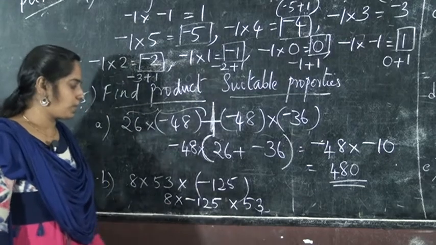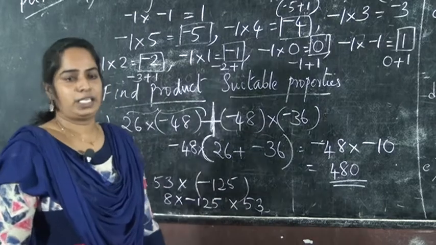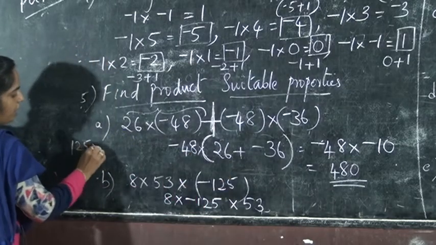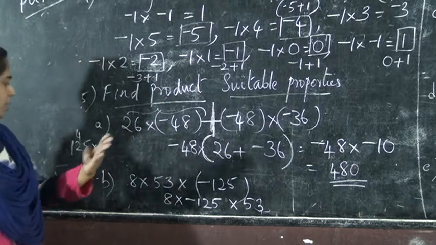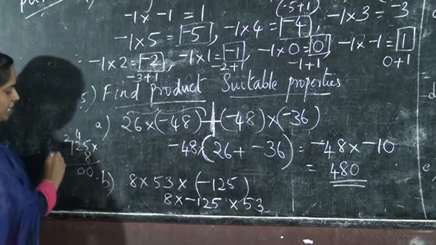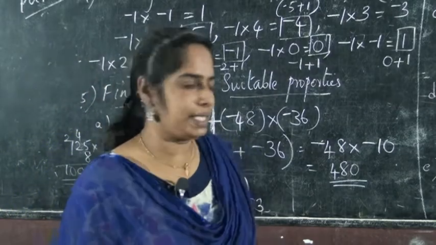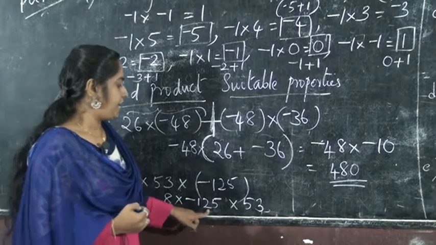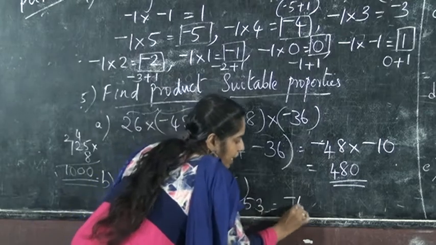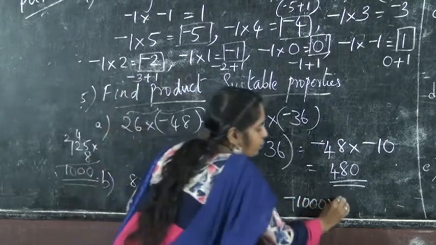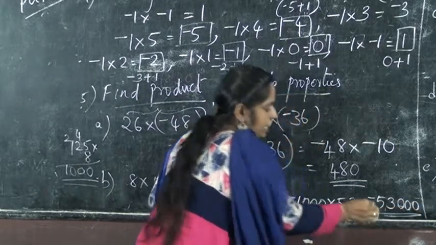What is 8 into 125? It will be 1000. We can check it out. 125 into 8. 5 8s are 40. 8 2s are 16, 17, 18, 19, 20. 0, 2. 8 1s are 8, 9, 10. So it becomes 1000. So it will be easy for you to understand, isn't it, children? So 8 into minus 125 becomes minus 1000. So it becomes minus 1000 into 53. So it becomes minus 53000. You understand, children, here?